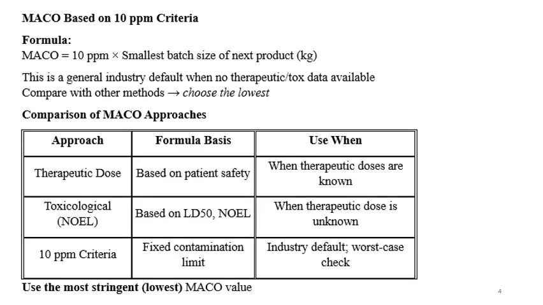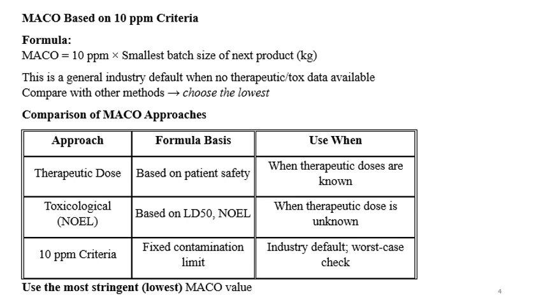Now coming to the 10 ppm criteria for the MACO calculation. MACO is equal to 10 ppm into smallest batch size of the next product, and batch size is considered in kg. This is a general industry default when no therapeutic or toxicological data is available. So compare with the other methods and choose the lowest MACO value.